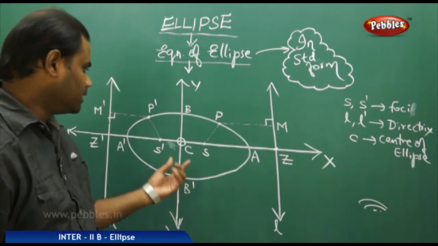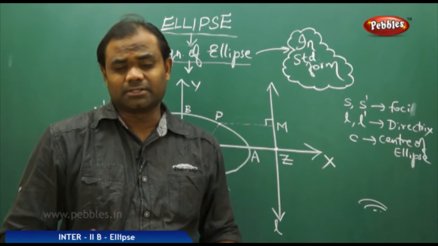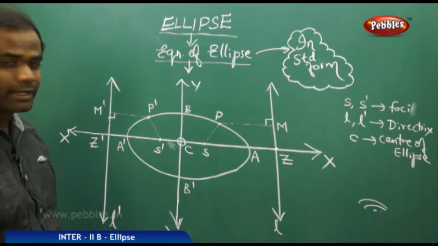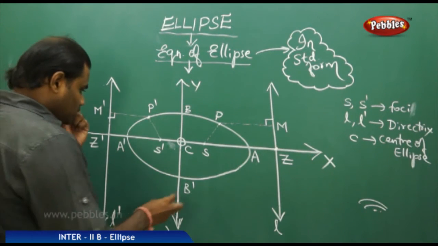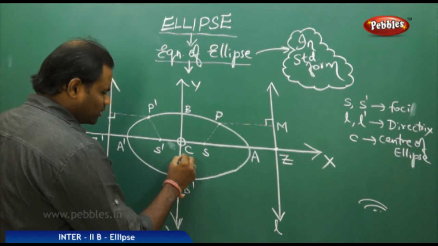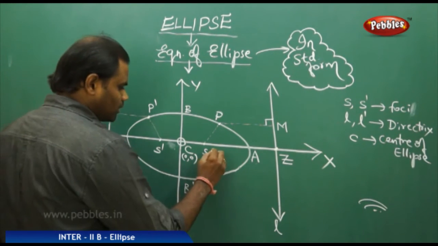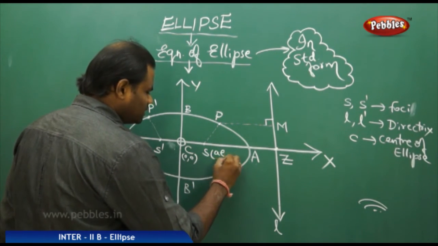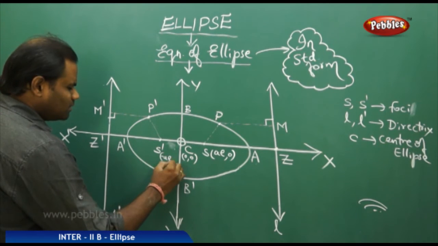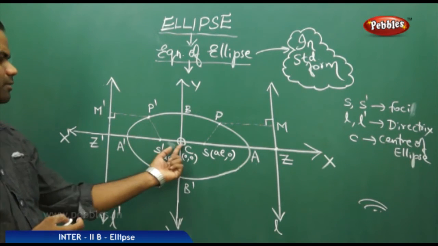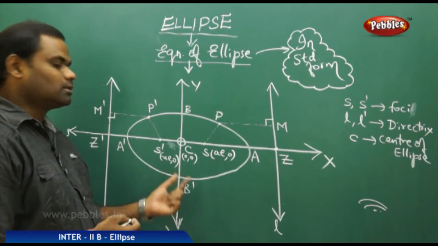Now let's see what the coordinates are of each of C, S, S dash, Z, Z dash, A dash, B dash, etc. We'll see each of the coordinates and then define the equation of the standard form of the ellipse. We know that the center is at the origin, so the coordinates of C are 0, 0, and the focus on the right is given by the coordinates AE, 0. The coordinates of S dash are minus AE, 0, because it is exactly on the left, and this distance equals this.